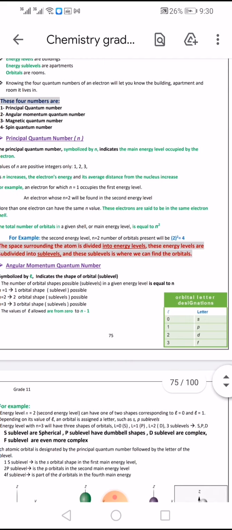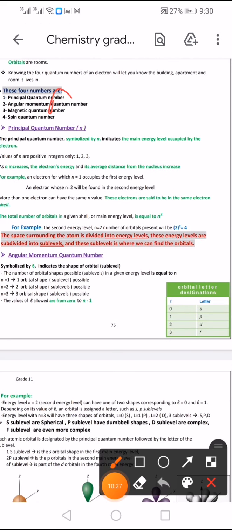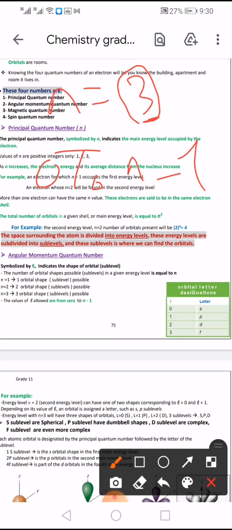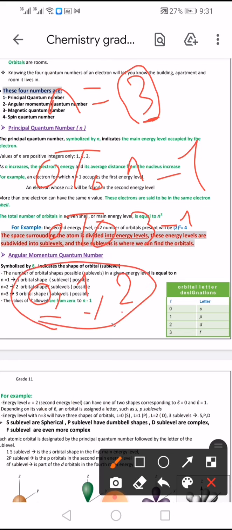Another example. n equals 3. I said that the number of sublevels is equal to the energy level number, so in the third energy level we have 3 sublevels. What is the value of these 3 sublevels? To get the value, we use 0 to n minus 1, so from 0 to 3 minus 1, so from 0 to 2: 0, 1, 2. So what is the shape of these 3 sublevels? 0 is S, 1 is P, 2 is D.